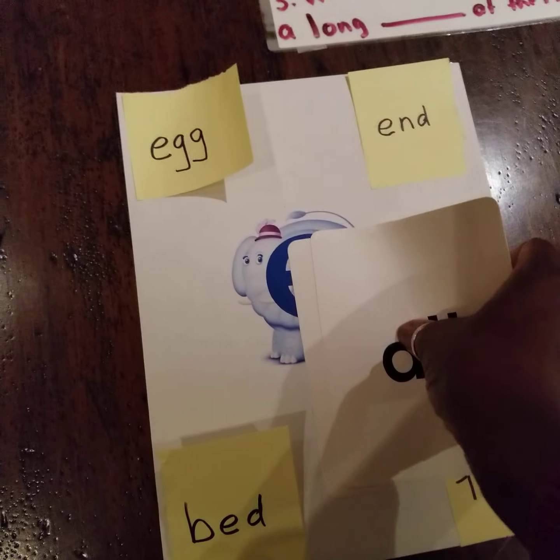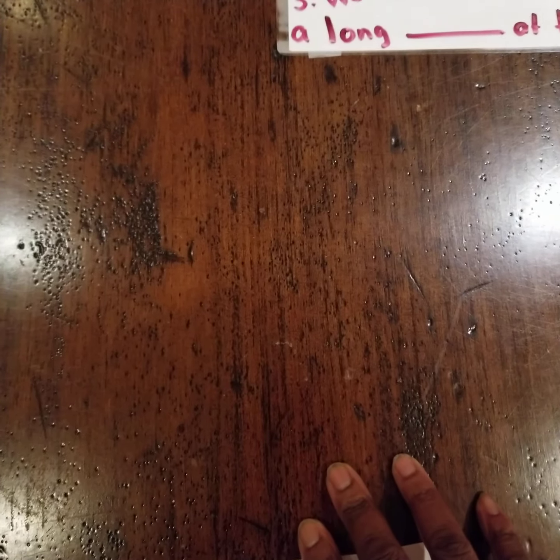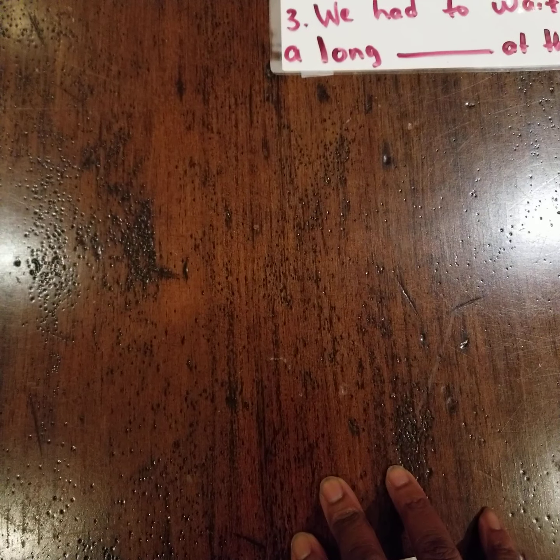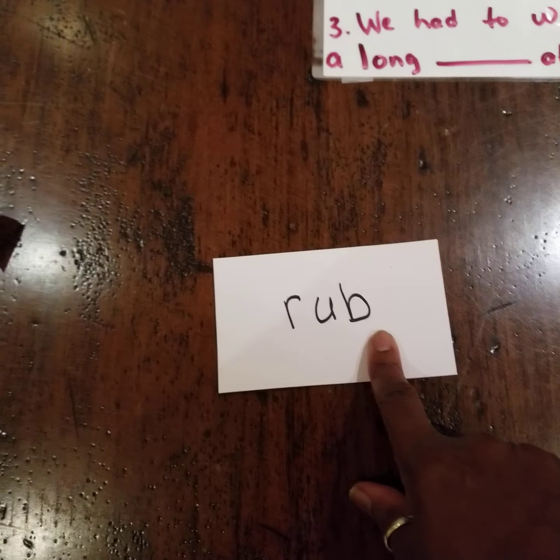We are moving on to our blending. I'm going to blend a word, and then you tell me what it is, and we'll see if you were right. Our first word is r-u-b. If you said rub, you are correct.